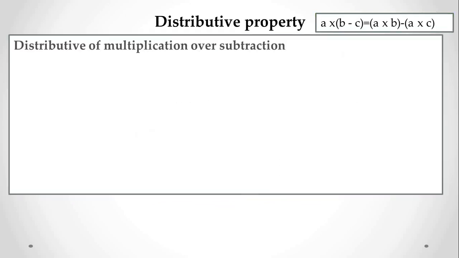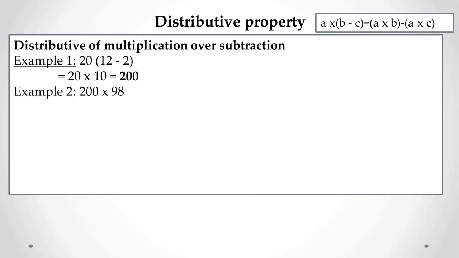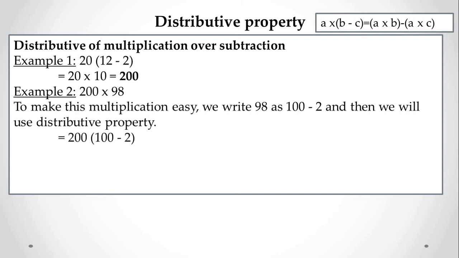Then in the distributive property, the next part is multiplication over subtraction. You can solve the bracket first. So 20 into 10 is 200. We will take one example like 200 into 98. 98 can be written as 100 minus 2. You see, 100 minus 2. Finally you do the multiplication: 200 into 100 minus 200 into 2. Whatever results you get, you do the subtraction and get the result. So whenever you get a question like that, you have to use the distributive property.